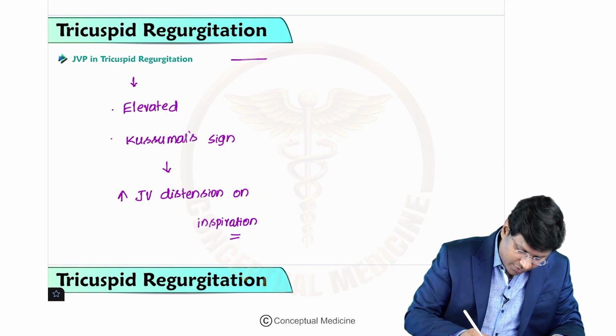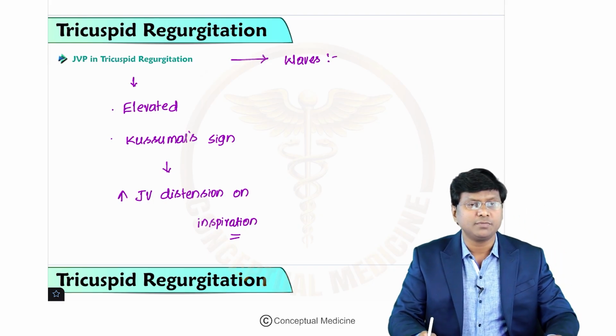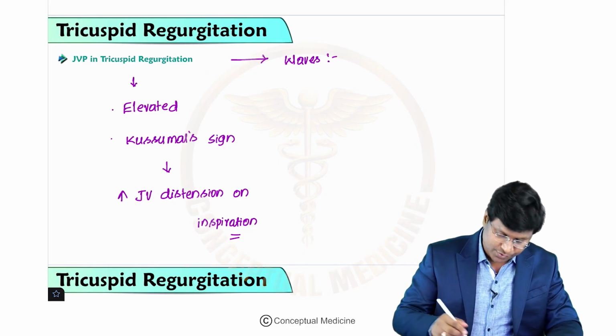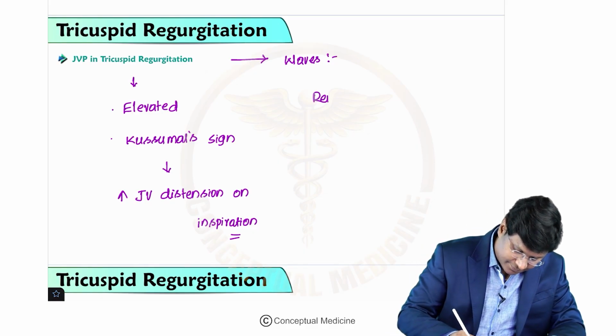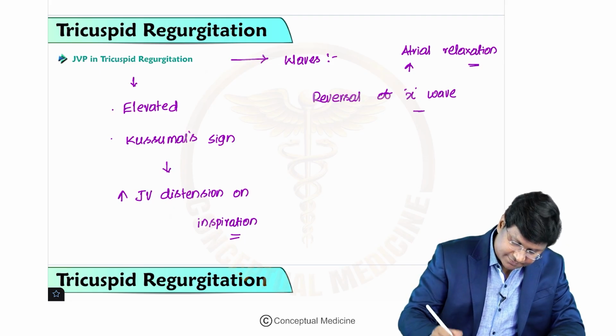And what will be the abnormal waves in the JVP? So abnormal waves in the JVP in tricuspid regurgitation are as follows. There will be reversal of the X wave. See, X wave is due to atrial relaxation. And when will the atria relax? The atria will relax during ventricular systole.